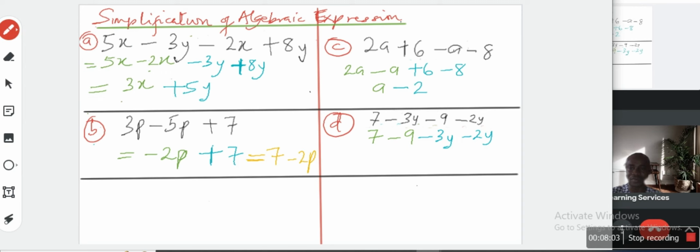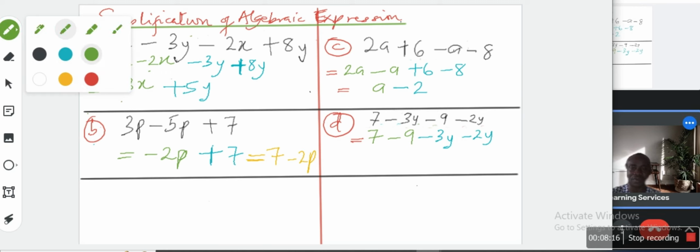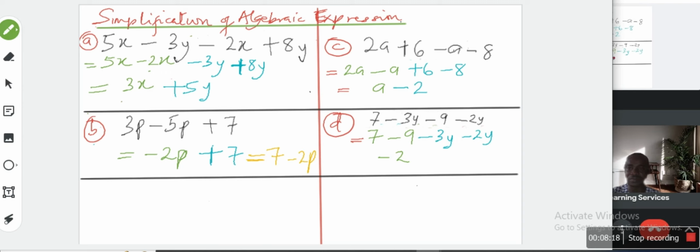So 7 minus 9. Yeah, 7 minus 9, 2. 7 minus 9 will give us minus 2. Okay, I can still write it in green. Minus 2, okay. And then 3y minus 3y minus 2y.